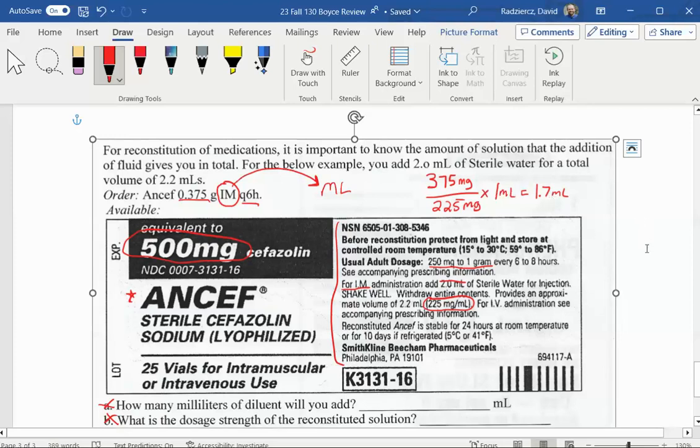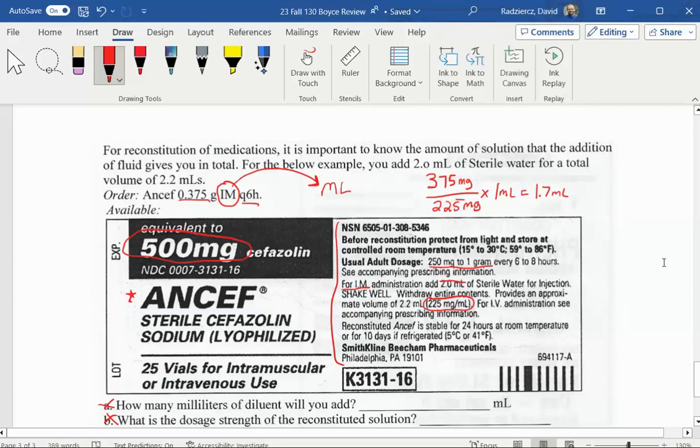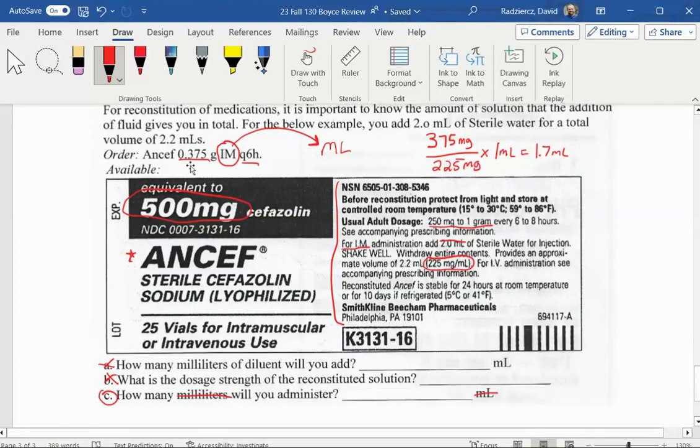The way that this is probably going to be asked on your test would be very similar to what you saw in 110. They'll give you the order, they'll give you the available, and they'll say, how much would you administer? So they probably won't include the word milliliters. You're expected to know that because it's an intramuscular medication, an injectable means that it's going to be measured in milliliters.